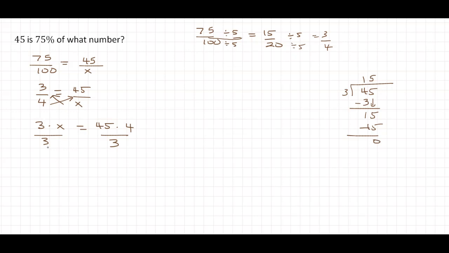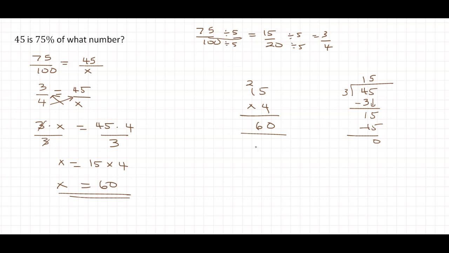So this is going to cross out 3 and 3, and so we have x is equal to 15 multiplied by 4. 5 multiplied by 4 is 20, so that is 0. We carry 2 up here. 1 multiplied by 4 is 4 plus 2, 6. So this is going to give me x equal to 60. And so therefore, 45 is 75% of 60.